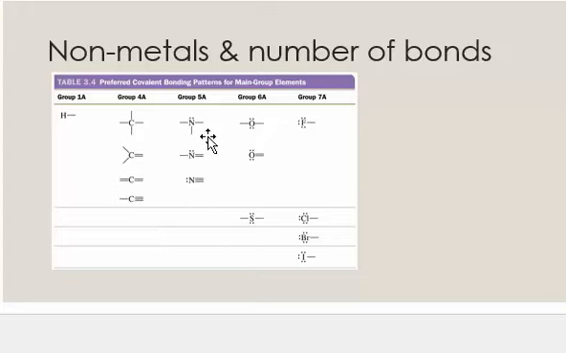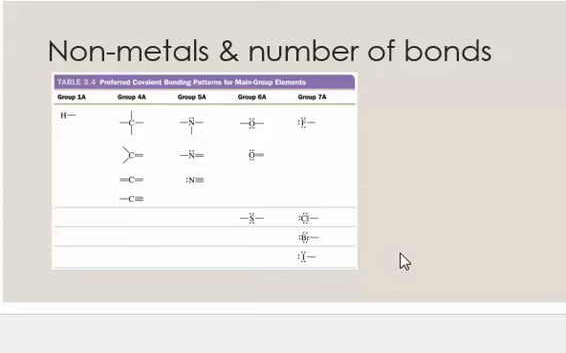Nitrogen forms 3 bonds and has 1 lone pair. Nitrogen typically has 3 single bonds, but it can have 1 double bond and a single bond, as well as 1 triple bond. Oxygen always has 2 lone pairs and 2 bonds. Oxygen can have 2 single bonds or 1 double bond. Sulfur, on the other hand, tends to engage only in single bonds. Halogens tend to form a single bond and have 3 lone pairs of electrons.